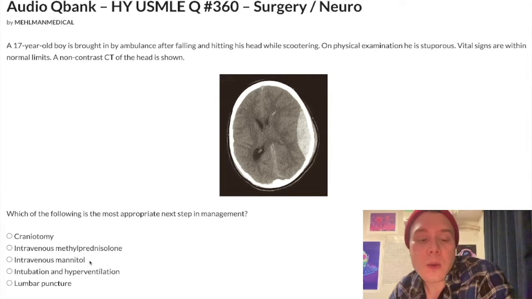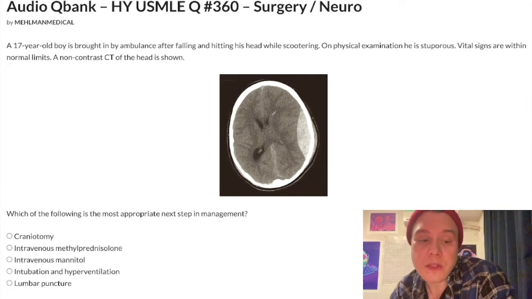Mannitol, all right? Now, mannitol serves a role in decreasing intracranial pressure. This can be listed. This can be the correct answer if they don't have craniotomy or intubation hyperventilation listed, okay? If they force you to choose a medication, let's say, in the setting of increased intracranial pressure, you can be aware that mannitol can be given, all right? But it's not a frequent answer. As I said, they like intubation hyperventilation, and if that's not listed, you're going to choose craniotomy.